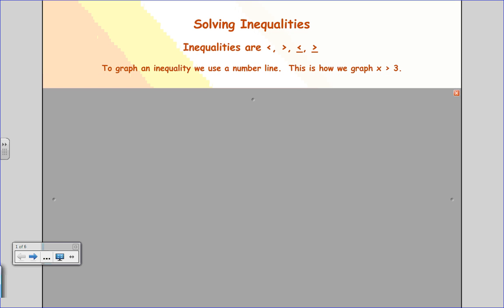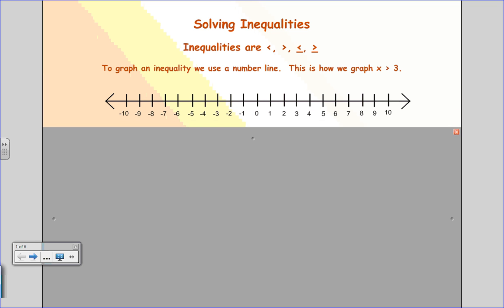So first thing we need to go over before we actually talk about solving them is how to graph these inequalities, because after we solve the inequalities, we're going to need to graph our answers. So we're going to go over how to do that first. So we use a number line to graph, and it's actually pretty easy.